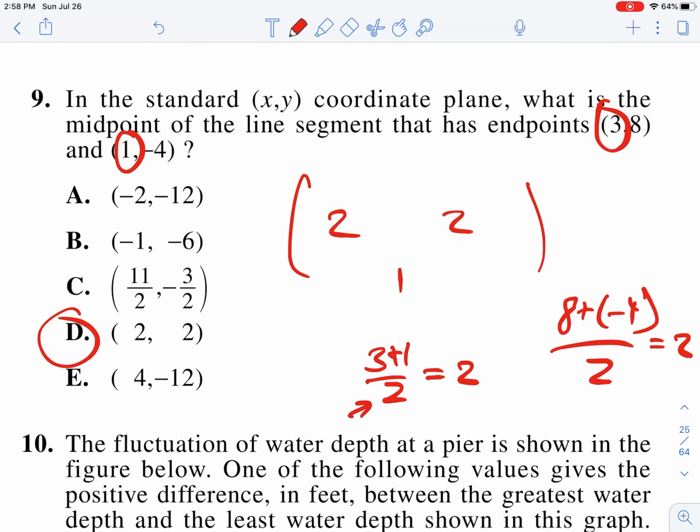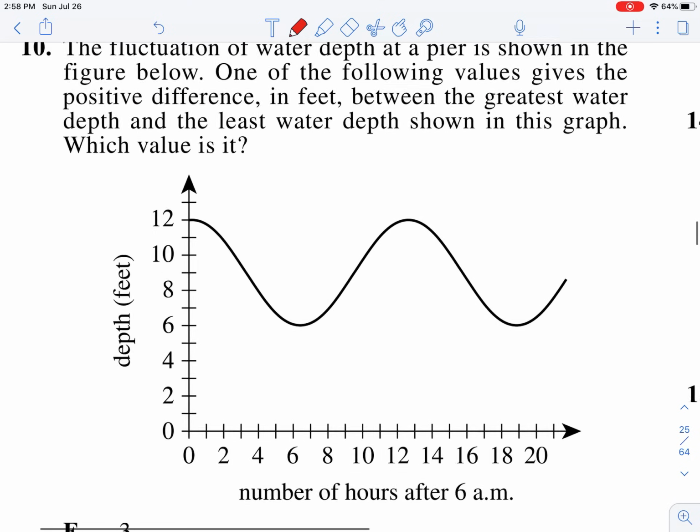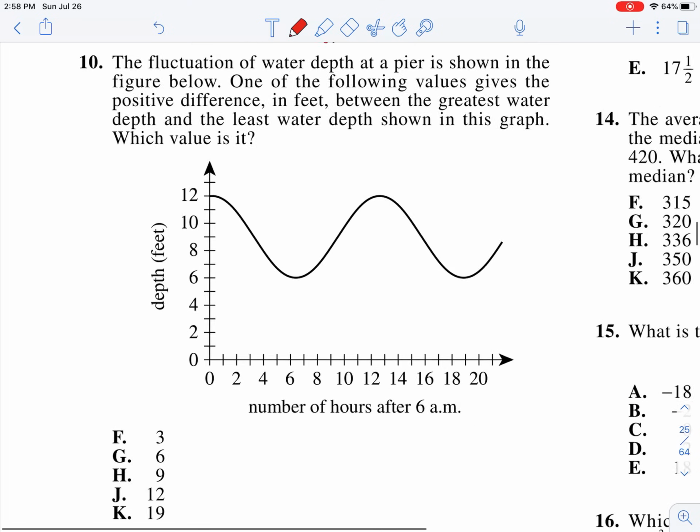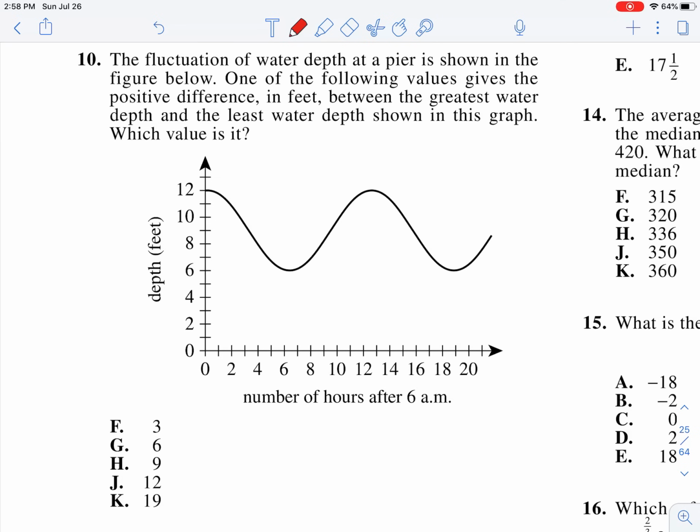Again, just look for the average of the x and y. The fluctuation of some water depth is shown. Which of the following values gives a positive difference between the greatest depth and the least depth shown in the graph? Okay, so depth is given here. As we go up, it gets deeper, kind of opposite of what you'd expect in a pool or something. But it's okay. Just think of it in reverse.